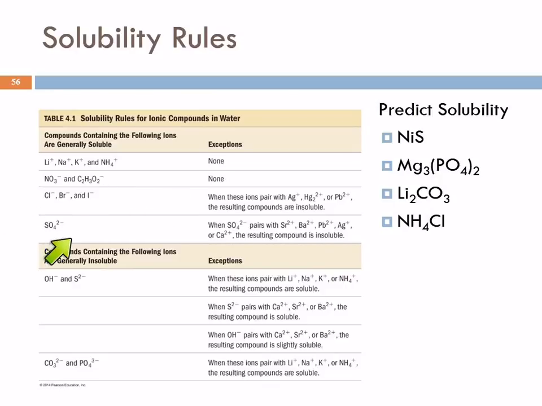Sulfate compounds are generally soluble except with these guys. Here we've got the lead and the silver again, and then we also have strontium, barium, and calcium.